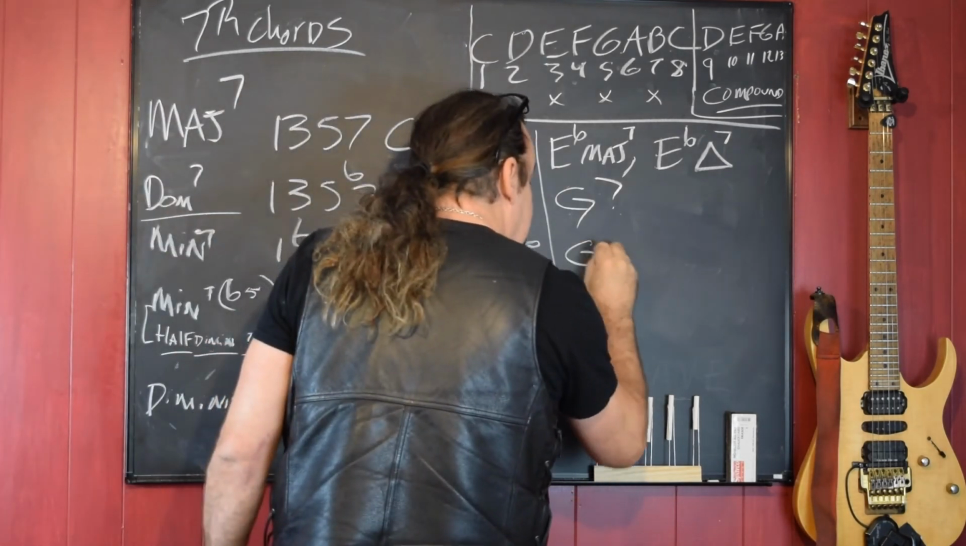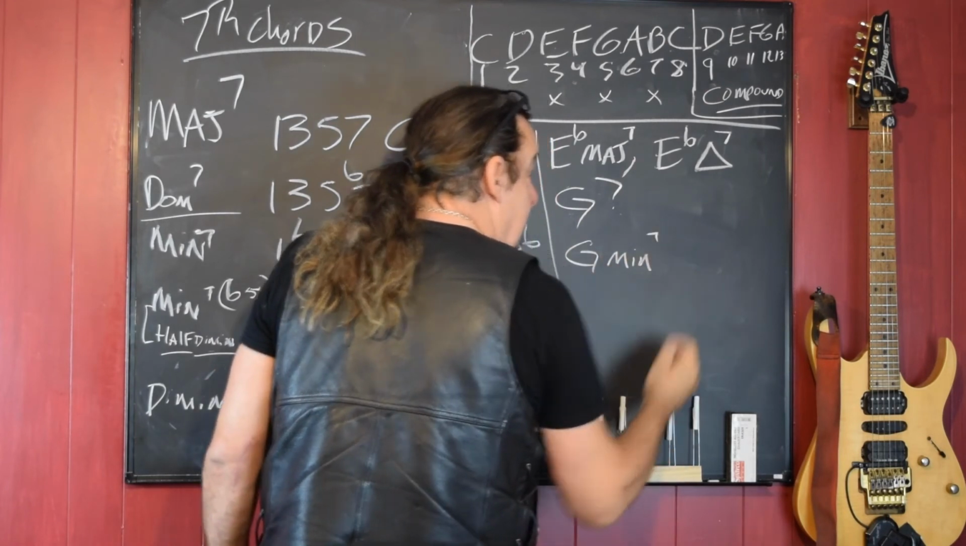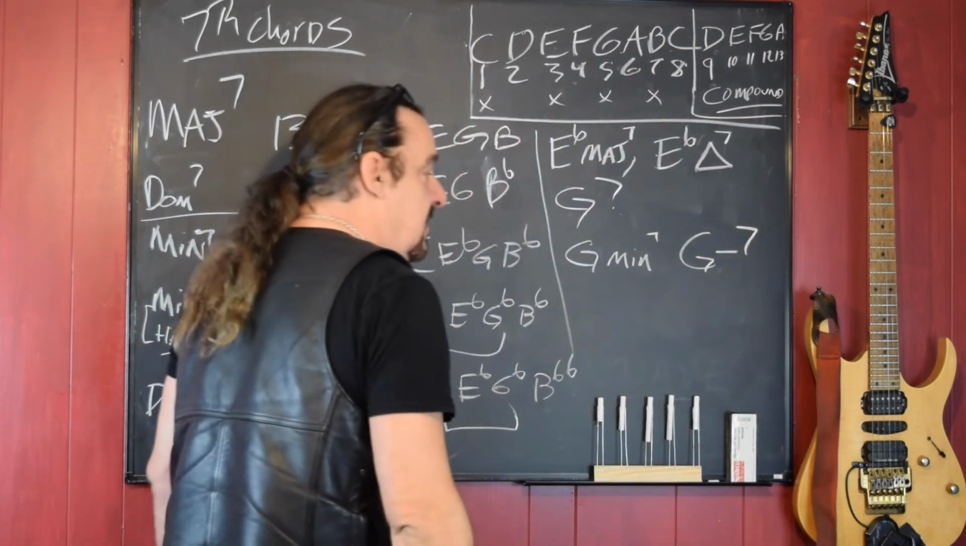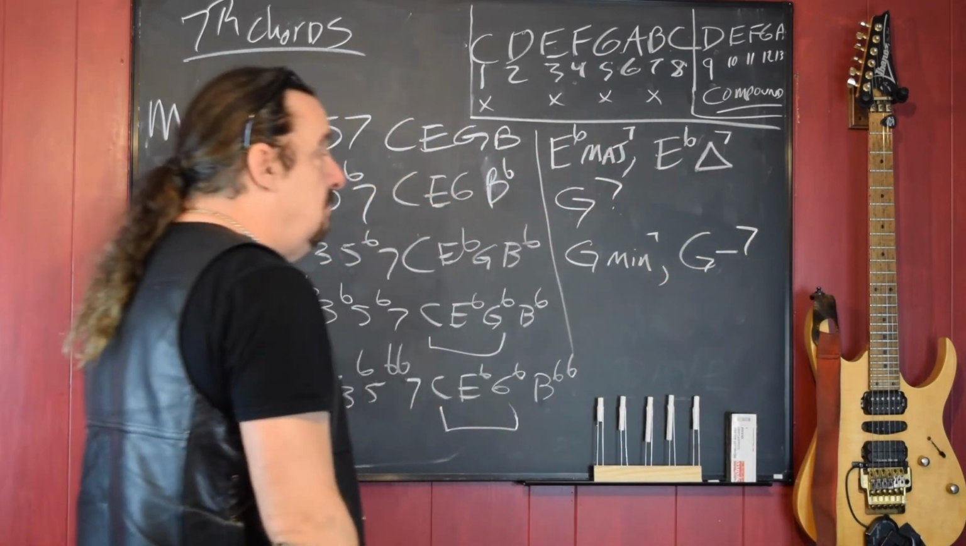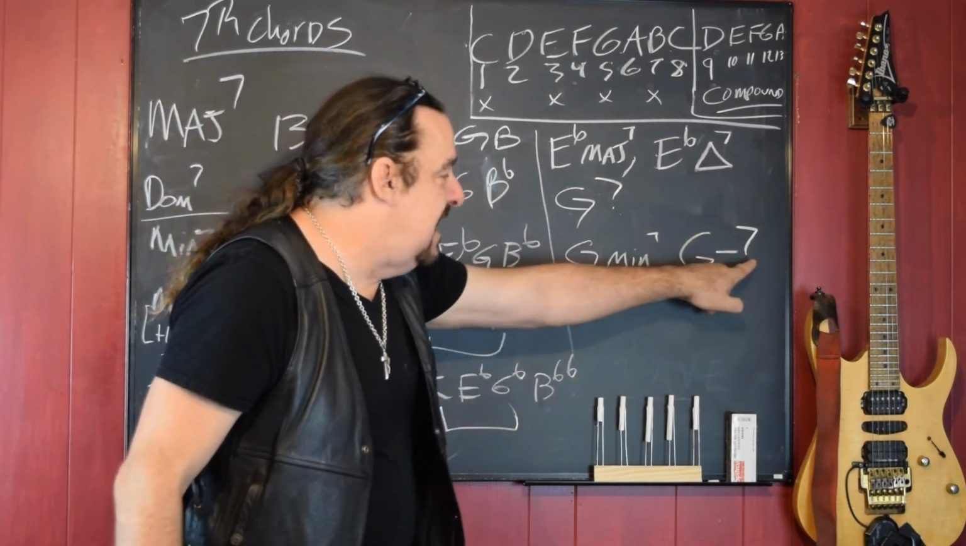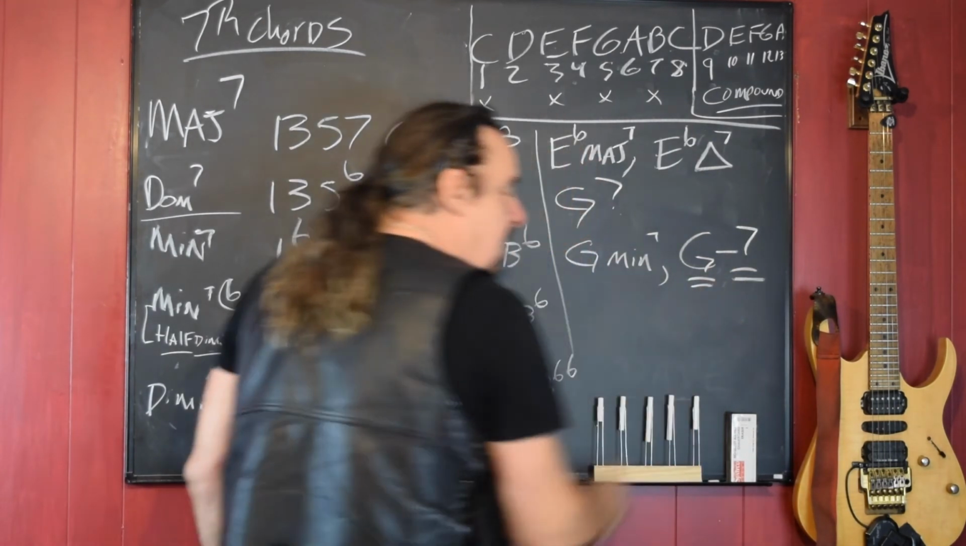Minor 7, G, M-I-N 7. Very common to see G minus sign 7. Same guy. That's just the way it is. I actually prefer this, G minor 7. So the information is G and then minor 7, right?